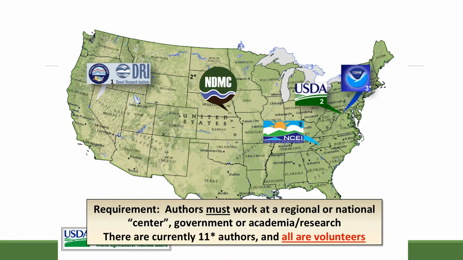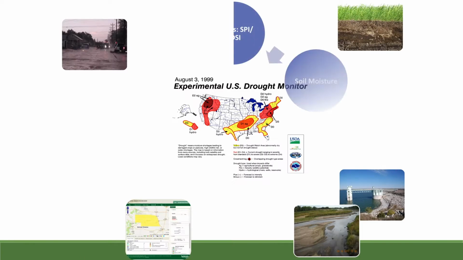All these authors must come from a national or regional center. It doesn't need to be governmental; it can be academia. And we're all volunteers. We don't get hired on as Drought Monitor authors, but as part of our work, we also all have other duties that we do as well.